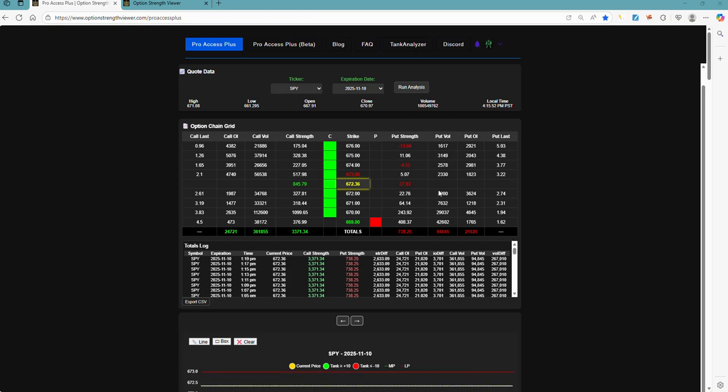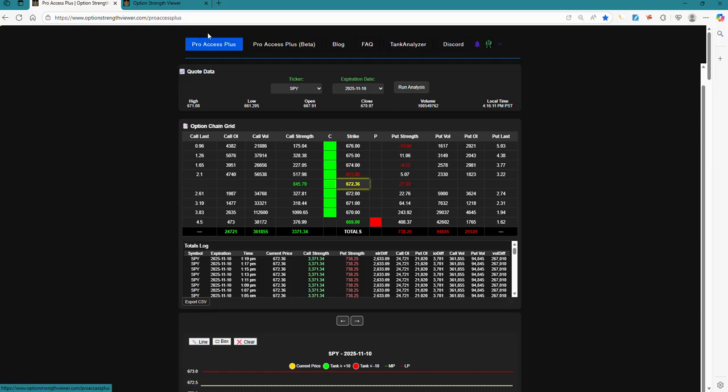So the question I want to answer today, somebody asked, how do you use the tank table to predict reversals or to see if reversals are coming? Good question. I'm going to show you. First thing you want to do, I'm going to show you using the tank analyzer.